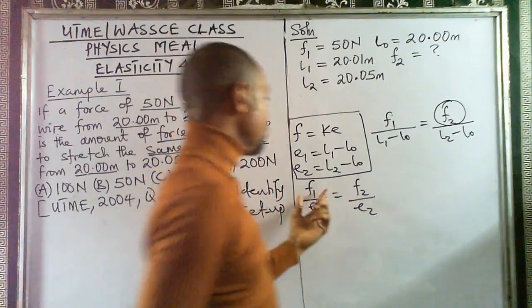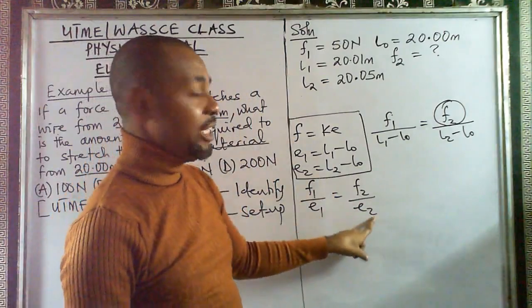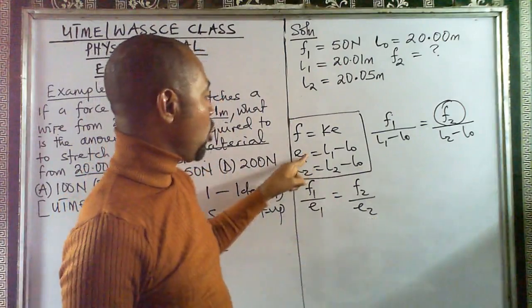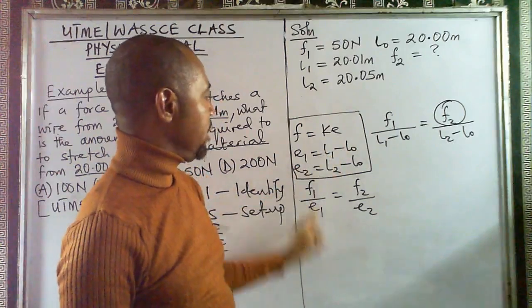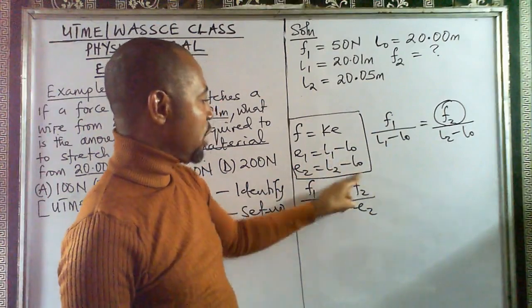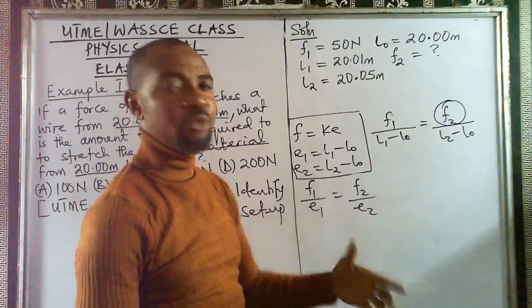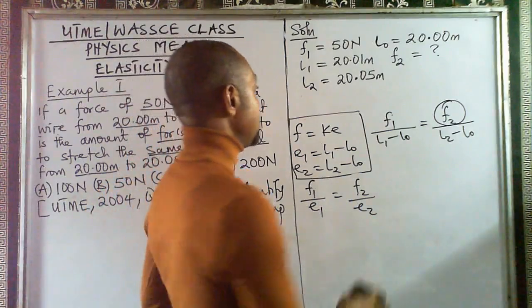But if you want to use this, it means that you need to find E1 and E2. That means you will come back here, use L1 and L0 to find E1, bring it here. Use L2 minus L0 to find E2, bring it here. So that the only unknown will be this. But remember, we have to save what? Time. Yes, we have to save time.